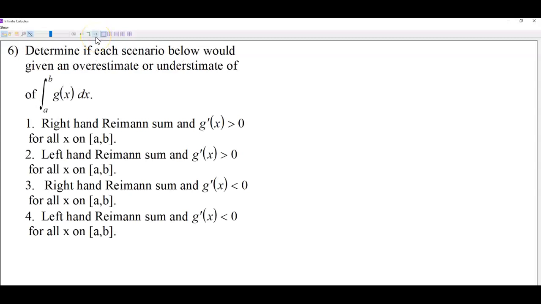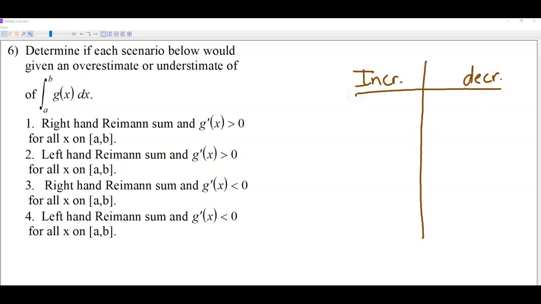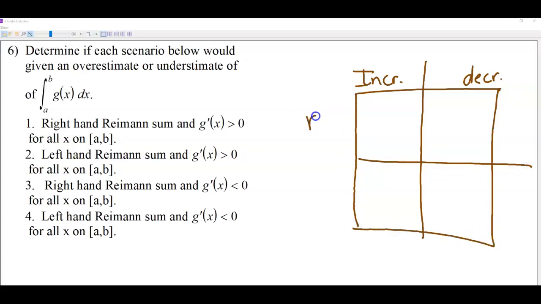We did that. Determine if each scenario below would give an overestimate or underestimate for this function. Okay. So I gave you guys a little chart in class. We talked about how if the function is increasing and decreasing, that will affect whether it's an overestimate and underestimate, but it also depends on whether the sum you're doing is a right-hand Riemann sum or a left.